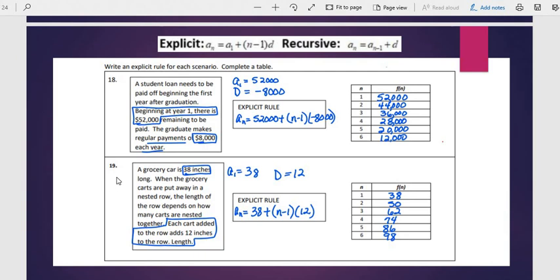Now, looking at number 19, you've got a grocery cart that is 38 inches long. When the grocery carts are put away in a nested row, the length of the row depends on how many carts are nested together. Each cart added to the row adds 12 inches to the row length. So I'm going to set up my formula using the explicit formula. So my first term is 38. My D right here, my common difference, is 12.